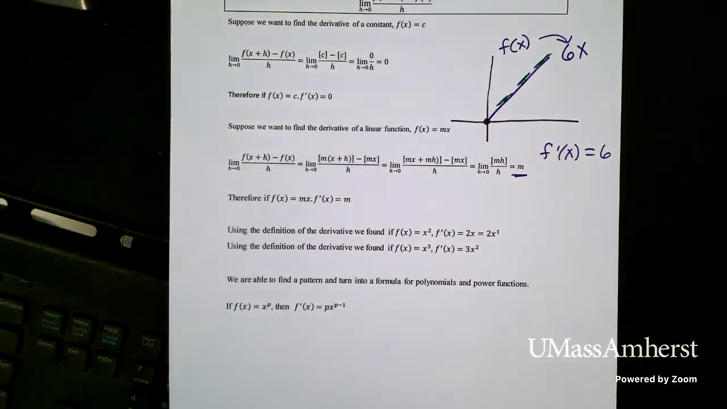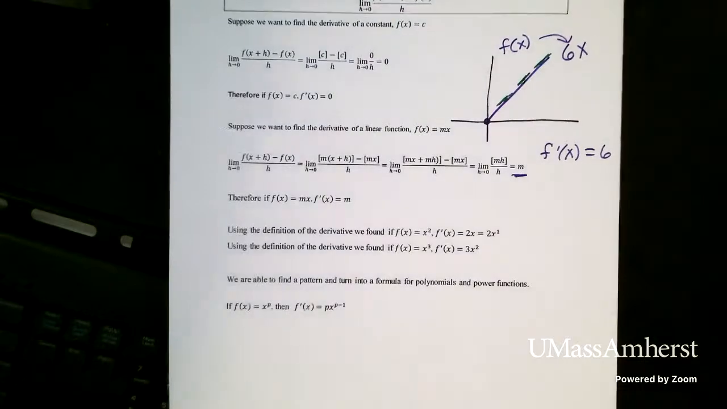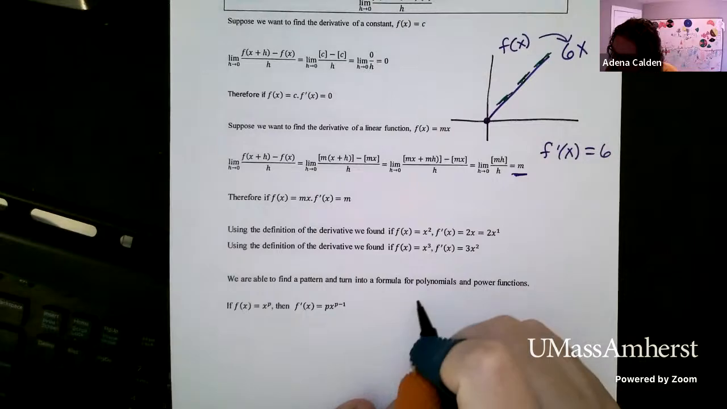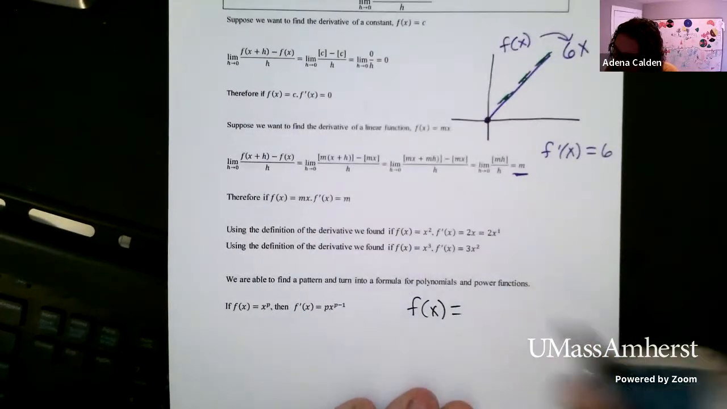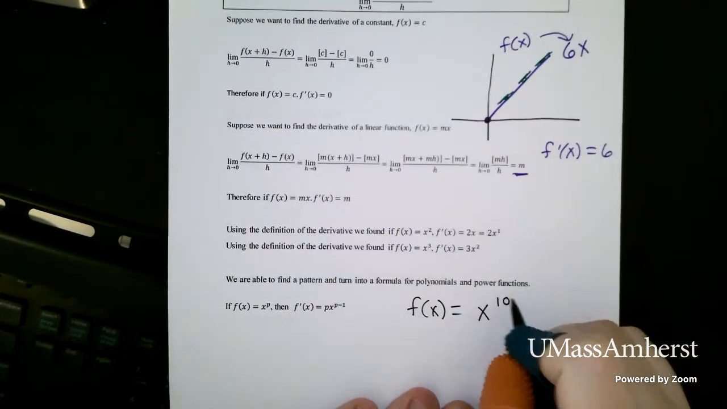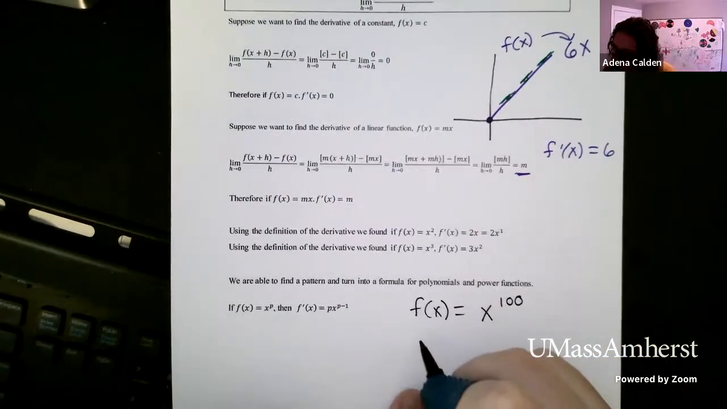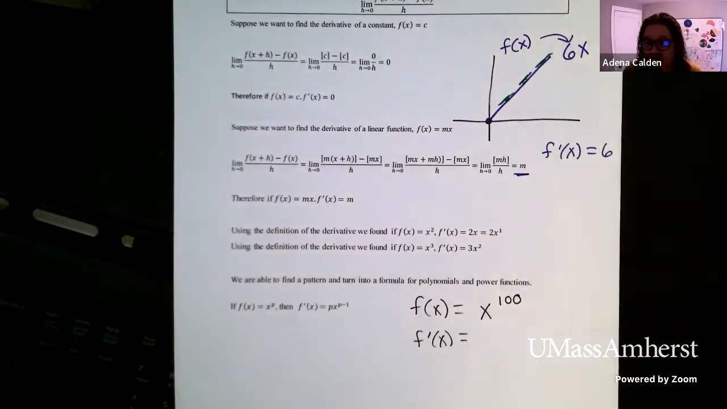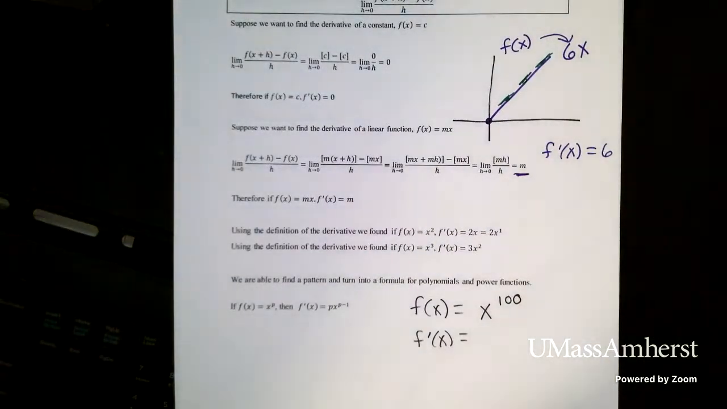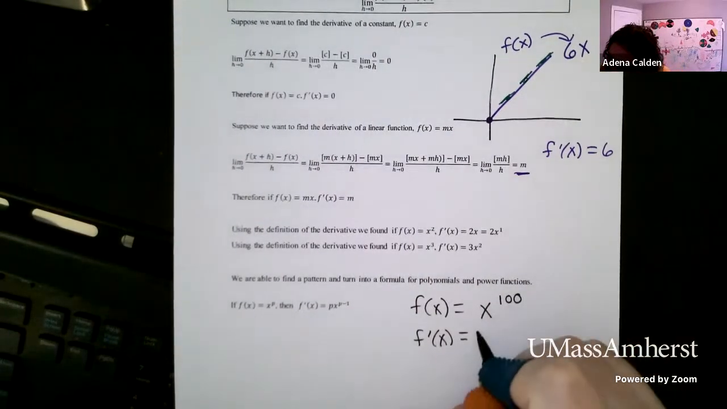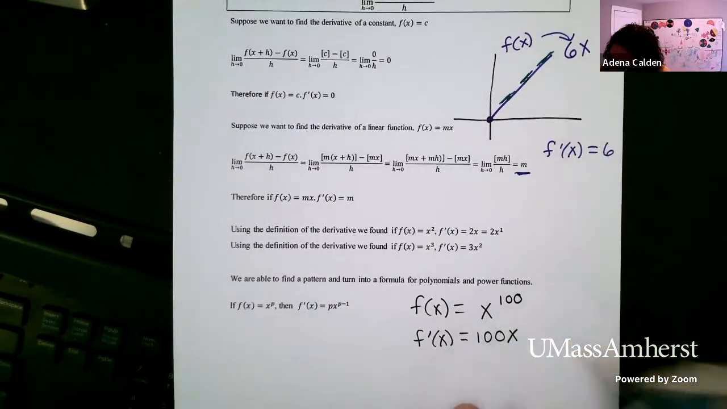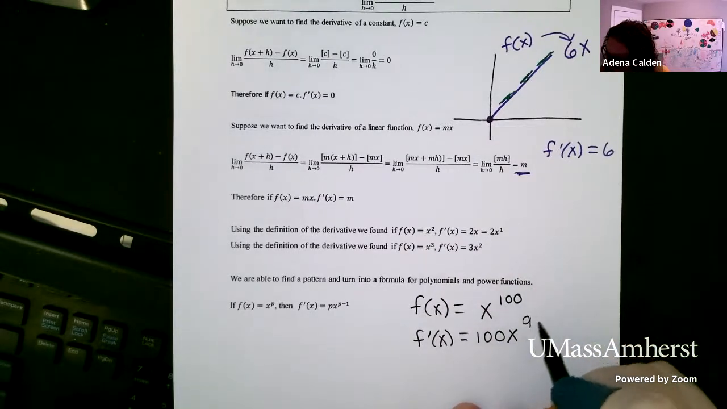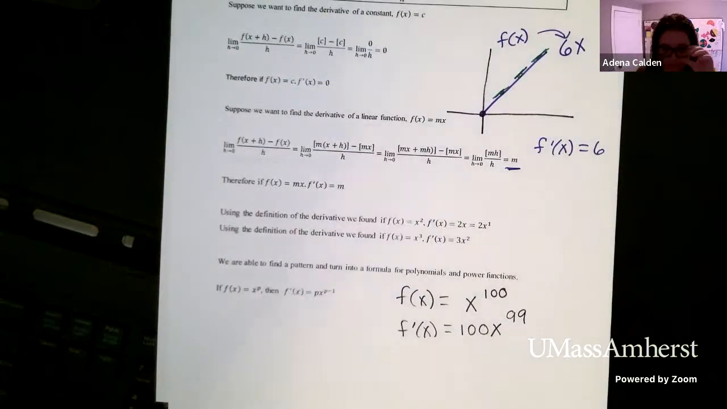So what does that mean? That means the power has come down in front, and we subtract 1 from the power. So an example, let's say we have x to the 100th. What this formula is saying is that the derivative function for this, so it would graph the derivative at every point if we were to graph it, the 100 is going to come down in front, and then we're going to subtract 1 from the power. So 100 minus 1 is 99.